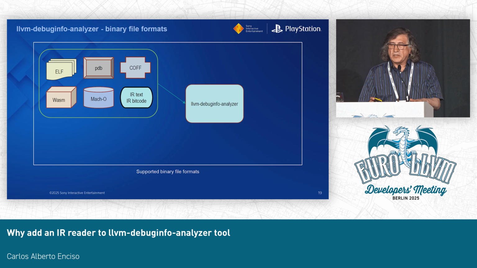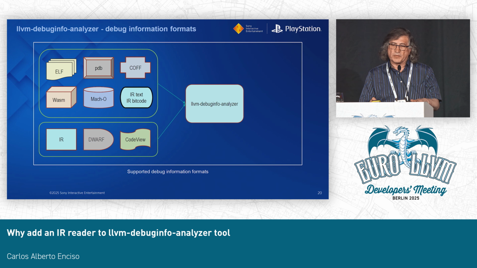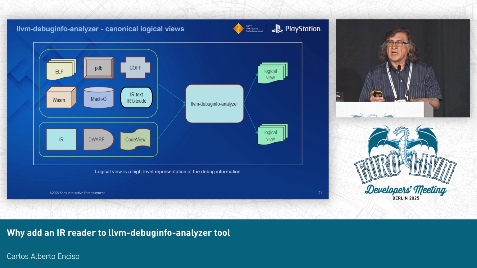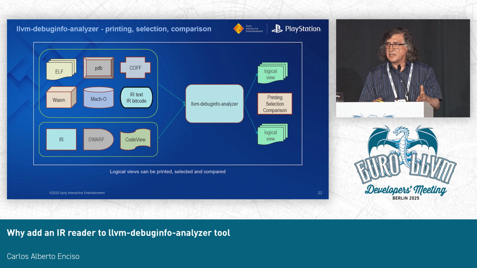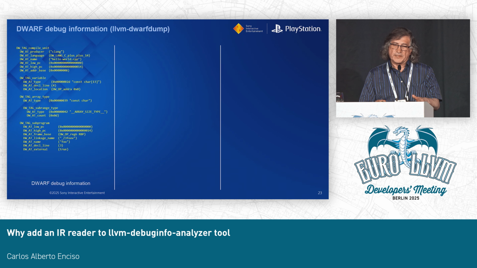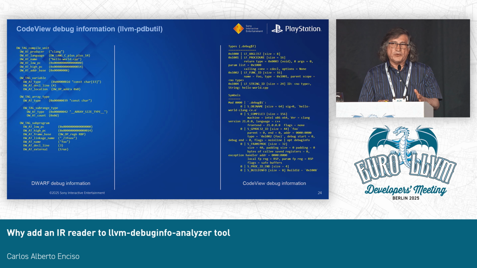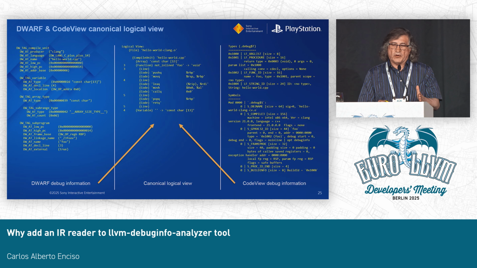llvm-debuginfo-analyzer is a command line tool that processes debug information. It supports different binary file formats, different debug information formats, and it produces a canonical logical view regardless of the input formats. Those logical views can be printed, selected, or compared. On the left, we have some DWARF debug information printed by dwarfdump. On the right, some CodeView debug information printed by pdbutil. And in the middle, the canonical logical view for those two inputs.